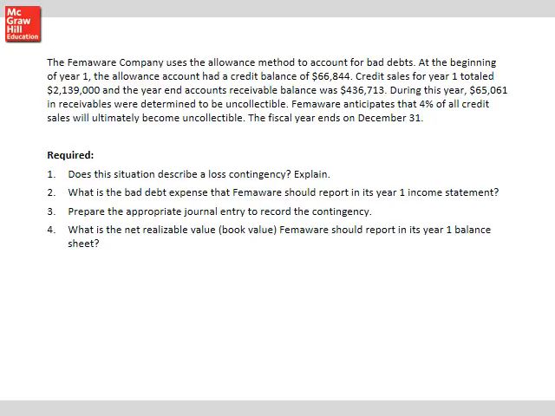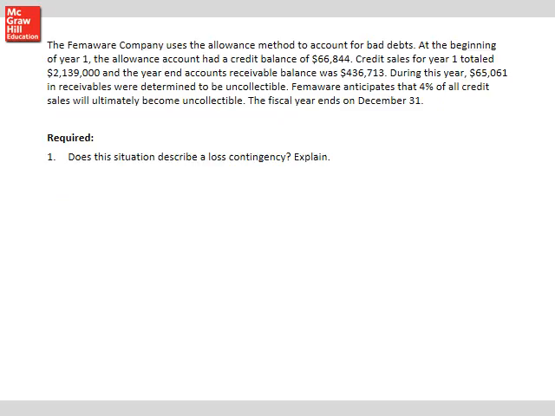During this year, $65,061 in receivables were determined to be uncollectible. FimAware anticipates that 4% of all credit sales will ultimately become uncollectible. The fiscal year ends on December 31st. Number 1, does this describe a loss contingency? Explain. 2, what is the bad debt expense FimAware should report in its year 1 income statement? 3, prepare the appropriate journal entry to record the contingency. And 4, what is the net realizable book value that FimAware should report on its year 1 balance sheet?